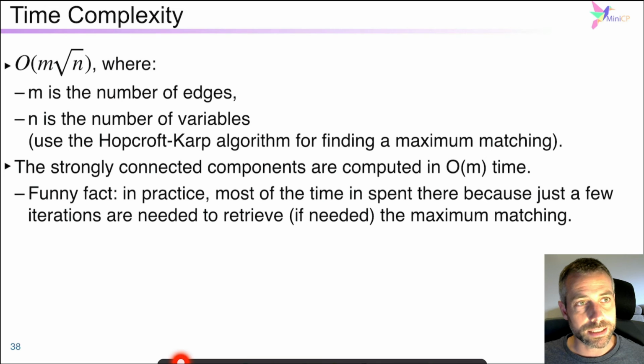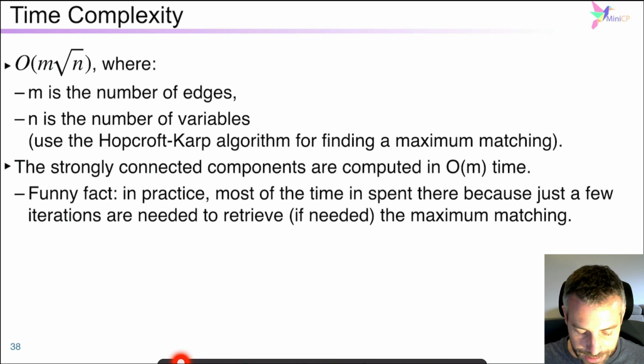The overall time complexity of the AllDifferent constraint is m multiplied by the square root of n, where m is the number of edges and n is the number of variables. And the number of edges is the number of values that you have in each of the domains.